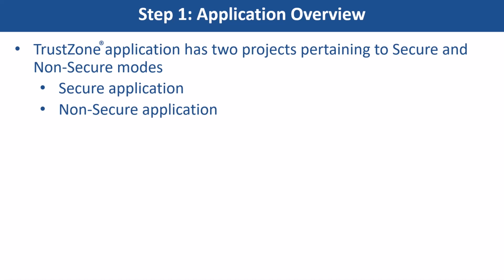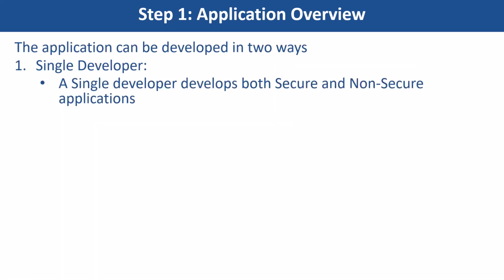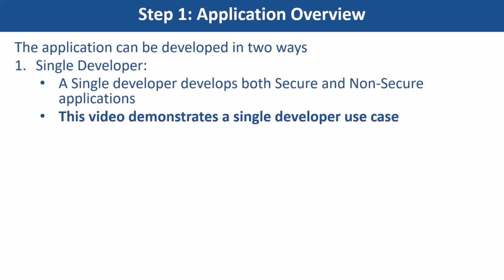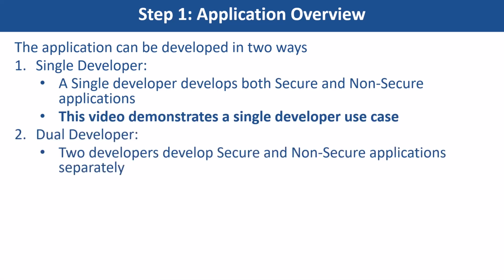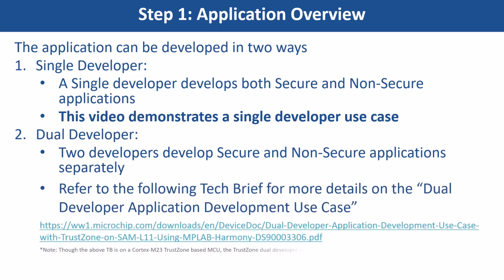The application can be developed in two ways. First is the single developer, that is, in this case, the single developer develops both secure and non-secure application. In dual developer, secure and non-secure application are developed by two developers. Refer to the following tech brief for more details on the dual developer application development use case.